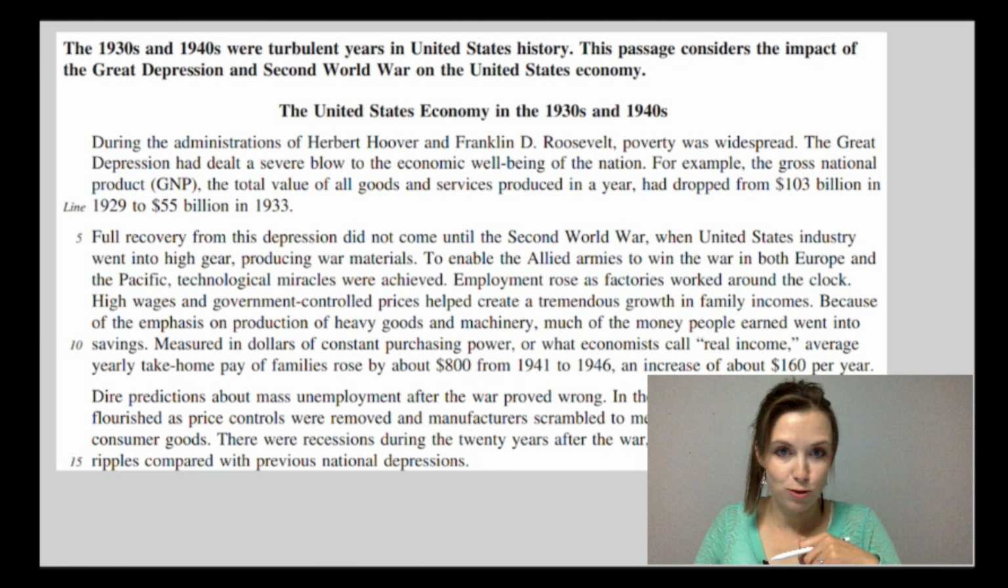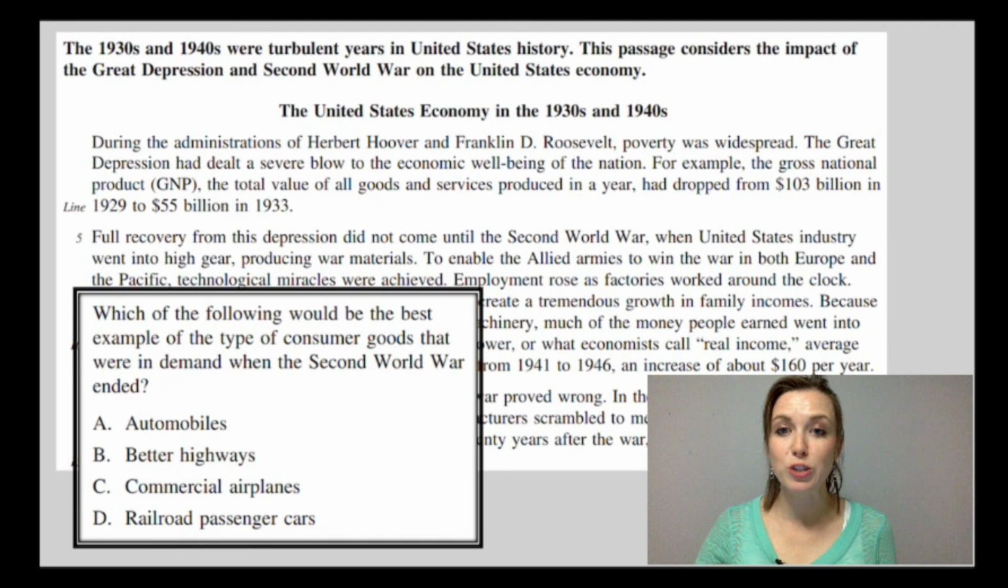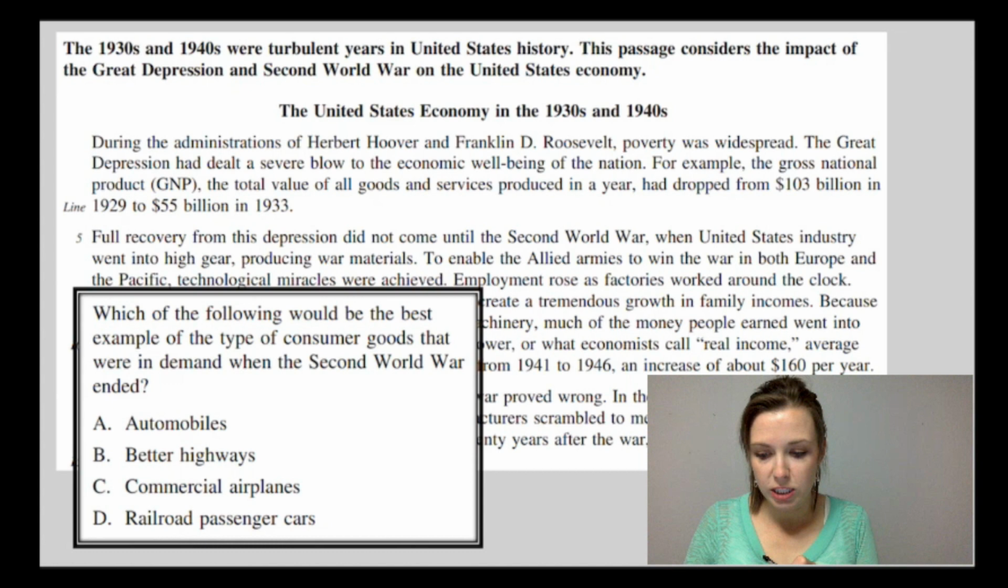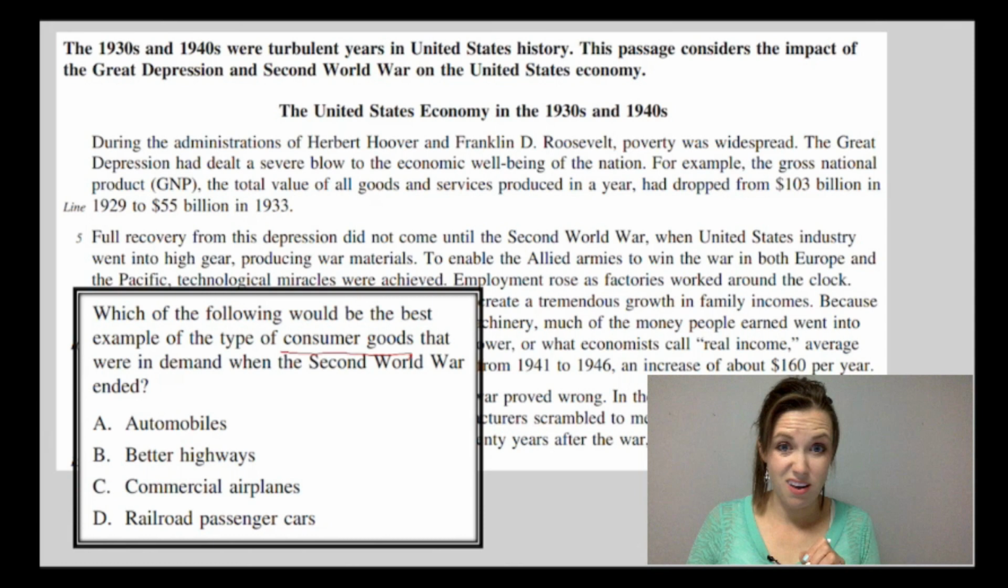Which of the following would be the best example of the type of consumer goods that were in demand when the Second World War ended? Okay, so we're talking about consumer goods here, so let's just eliminate what's not a consumer good, right? A consumer good is something that we purchase, something that we buy. Do we buy automobiles? Yeah. Do we buy better highways? No, we don't buy highways, right?